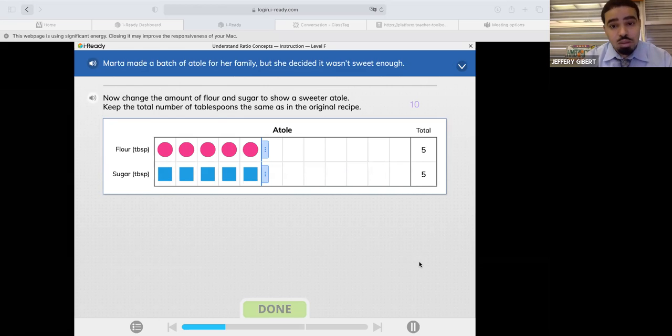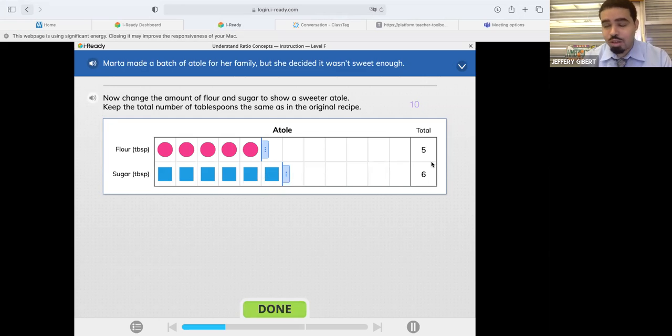You said more sugar? Yeah, there needs to be more sugar, but the two numbers need to add up to 10 still. So how much sugar do you want? I'll say go up one more. One more? All right. So if we go up one more, we have more sugar now, but our numbers add up to 11. We need it to add up to 10. So what do we have to do with the flour?